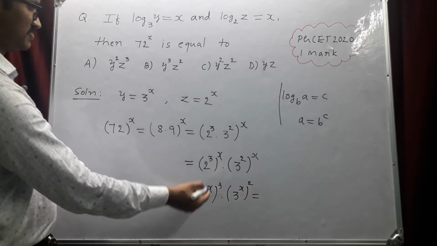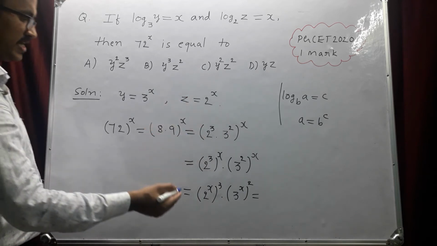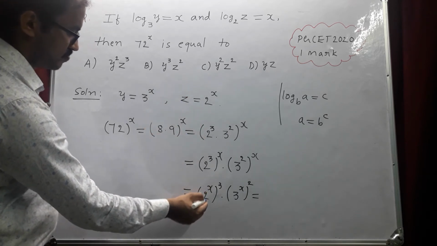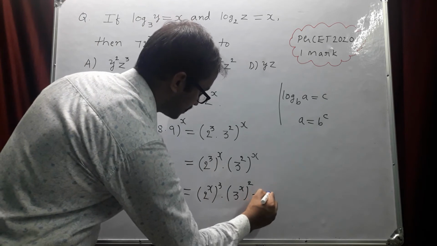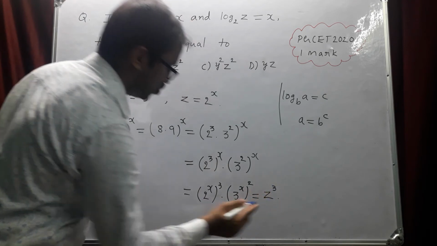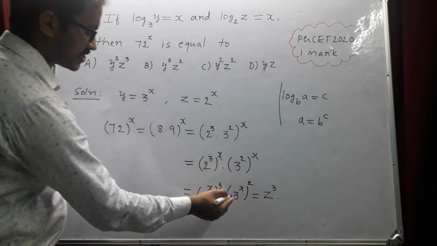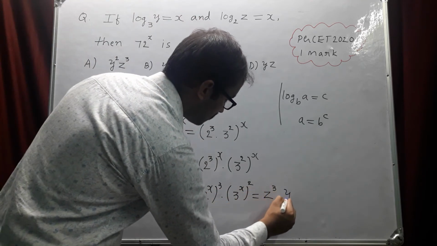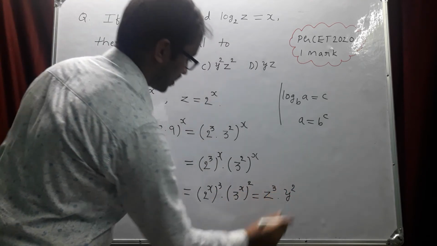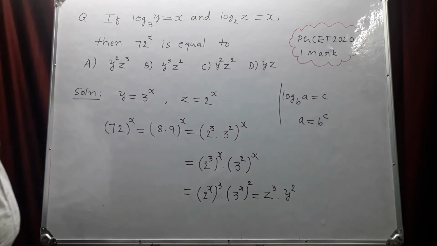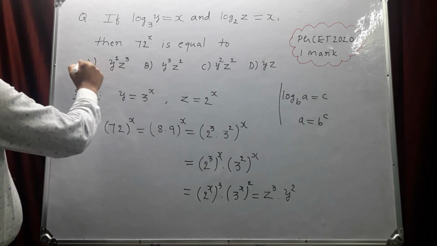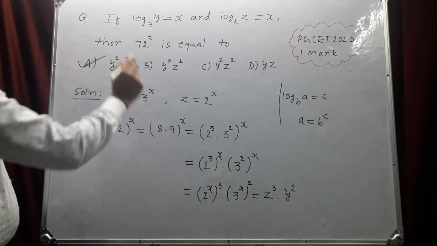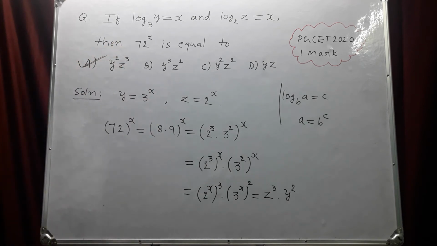So 2 power x is nothing but z. So in place of 2 power x, I can write z. So that is z cube into 3 power x, that is y, so y square. So the answer is z cube y square. So the right option is the first one.